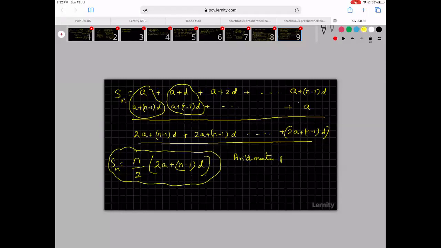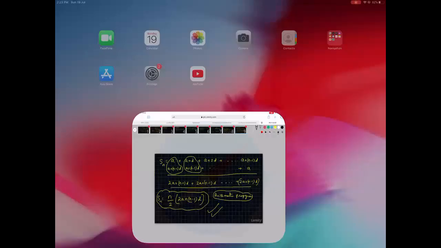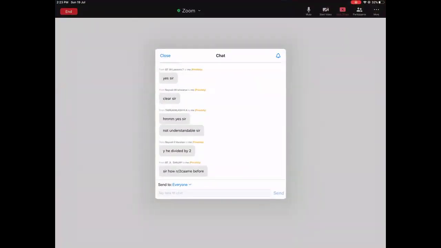What is an arithmetic progression? An arithmetic progression is a series of numbers where there is a specific relationship between the numbers. What is the relationship? The difference between two adjacent numbers is the same. Okay, so if you can make a note of this before we move, just 1 second.